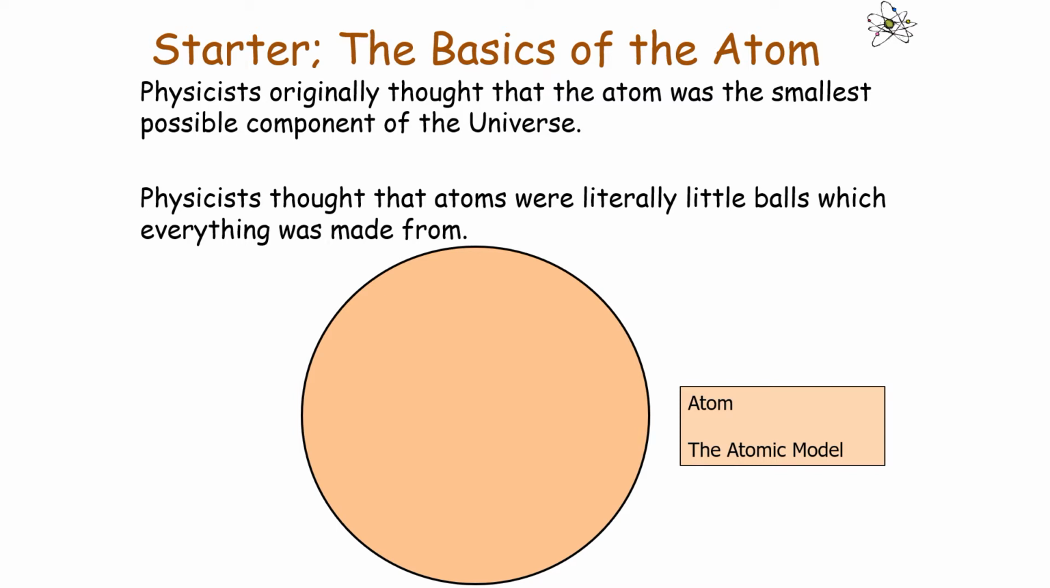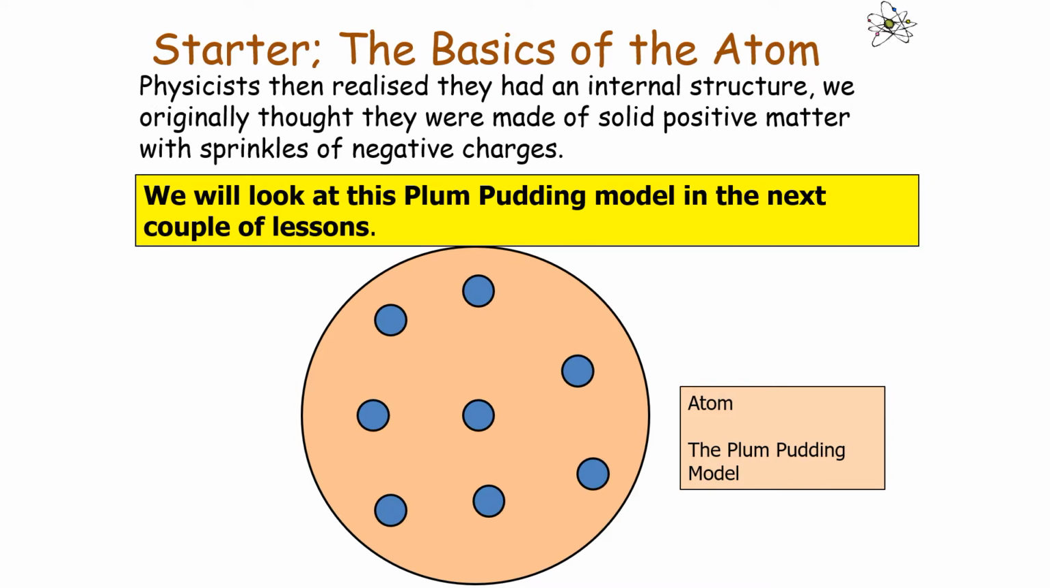So physicists originally thought that the atom was the smallest possible component of the universe. Physicists thought that atoms were literally little balls which everything was made from, which we call the atomic model. But then physicists realised that atoms had an internal structure. We originally thought that this internal structure was that the atom was solid positive matter with sprinkles of negative charges. Now this is called the plum pudding model of the atom, which we'll look at in the next couple of lessons.